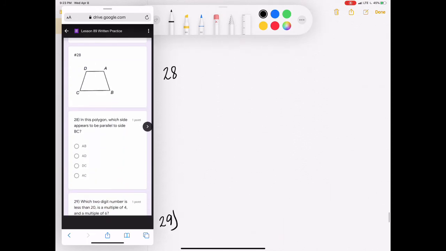28. In this polygon, which side is parallel to BC? So find BC. Find what's parallel. I see AD. It could be written DA, but it is not.